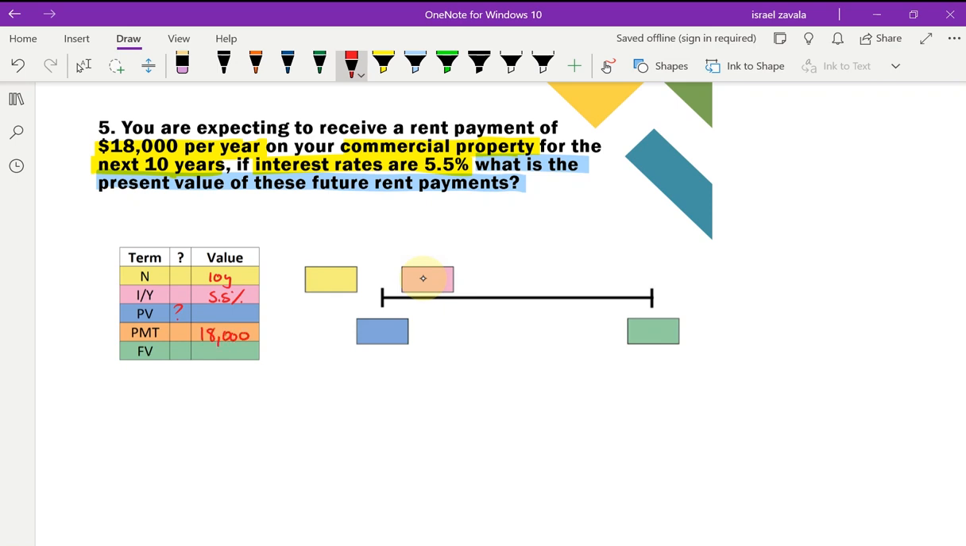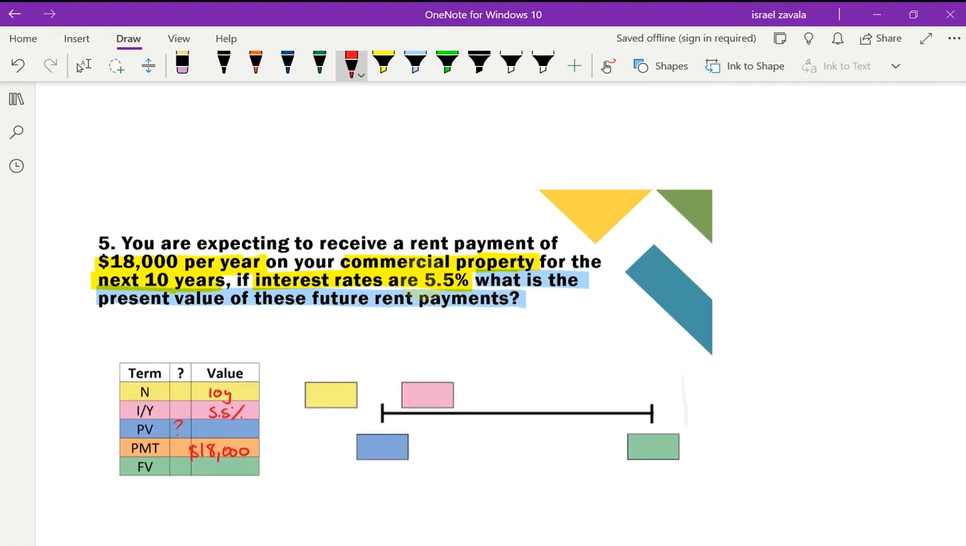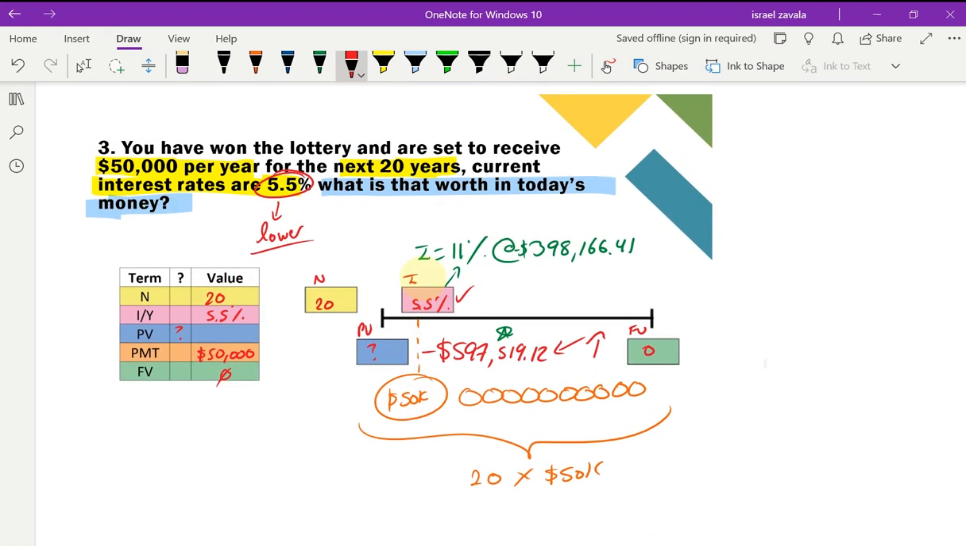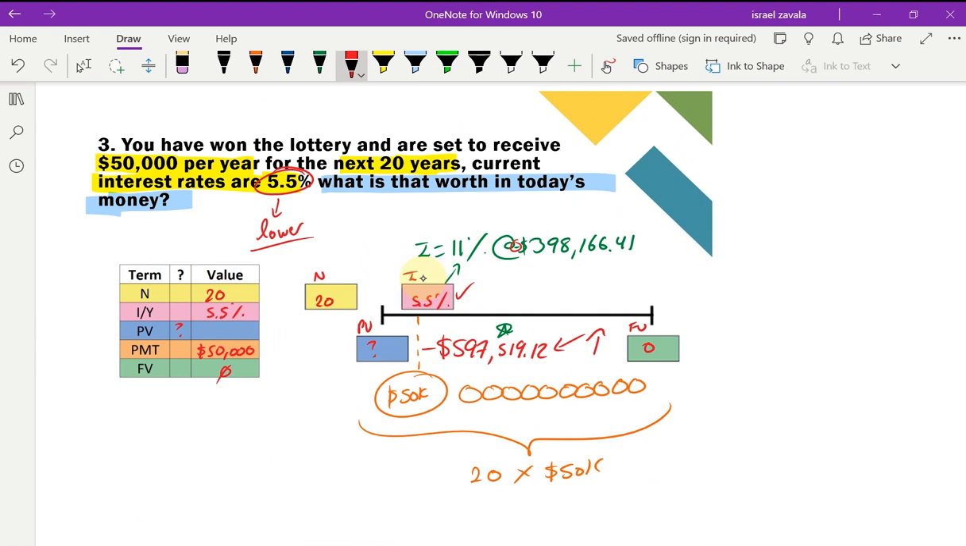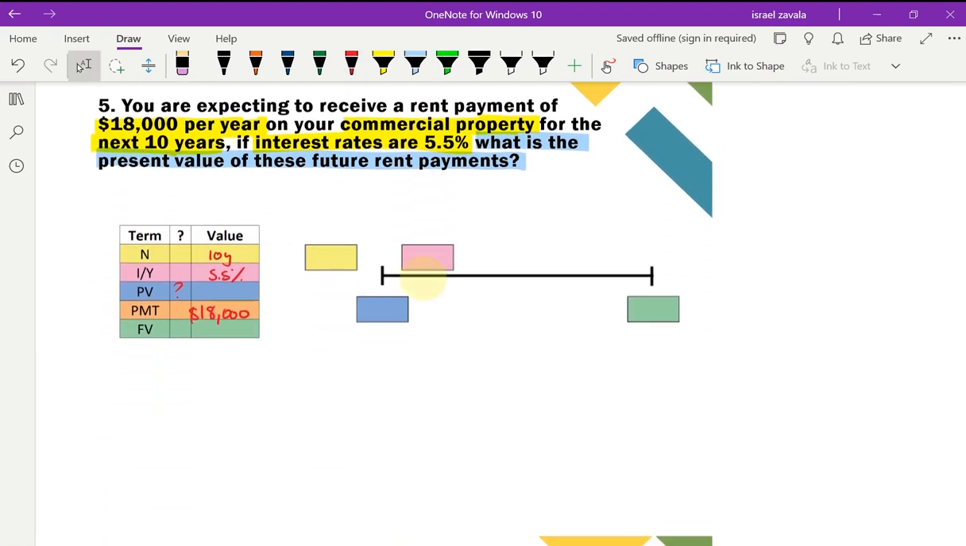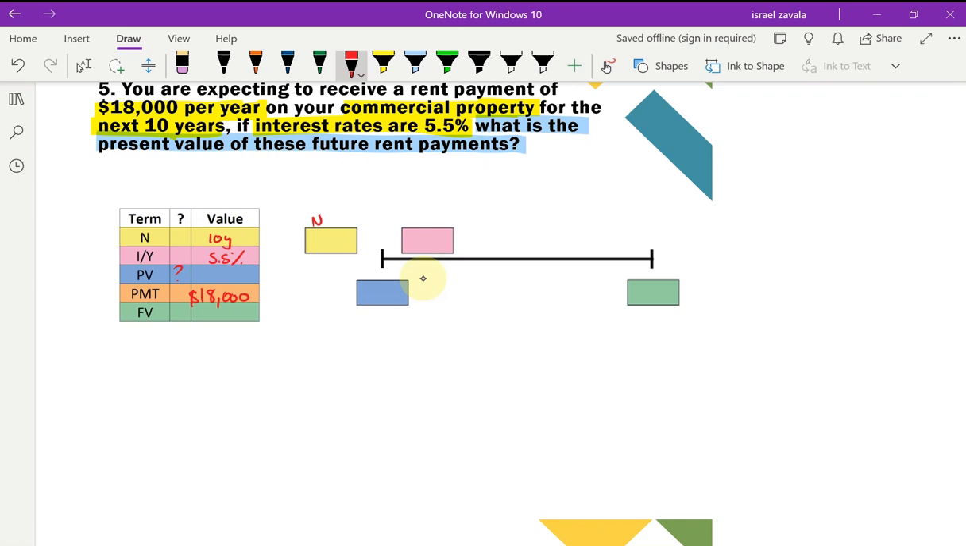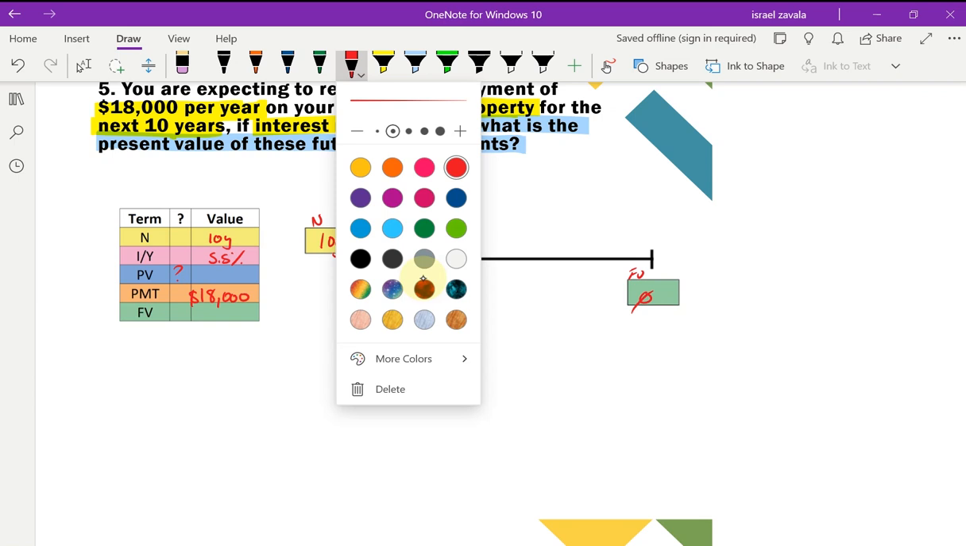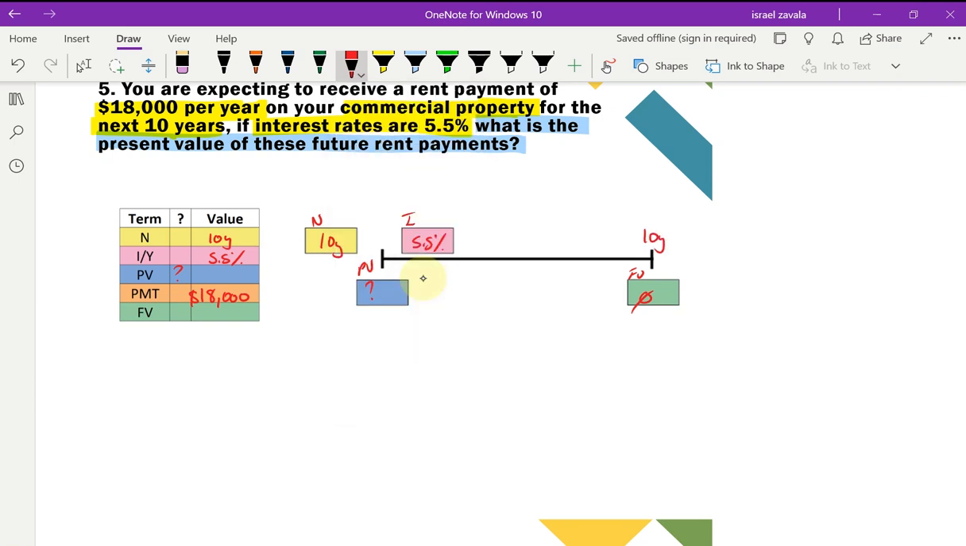$18,000 per year. Okay. Did I put that negative up here? I just want to make sure. Yeah, I put the negative right there. Okay. All right. Let's put this in our timeline. Okay, so 10 years, 5.5%. Present value is what we're looking for. Future value is 0. We have 10 years that we're working with.